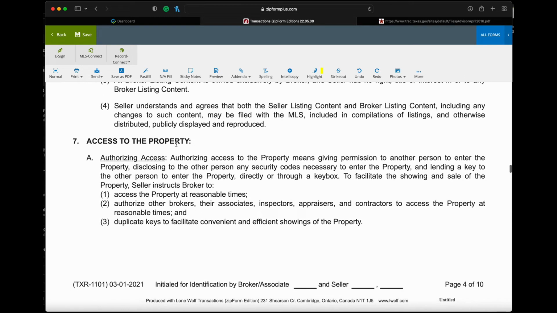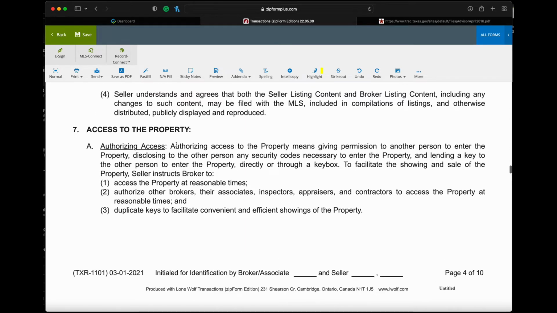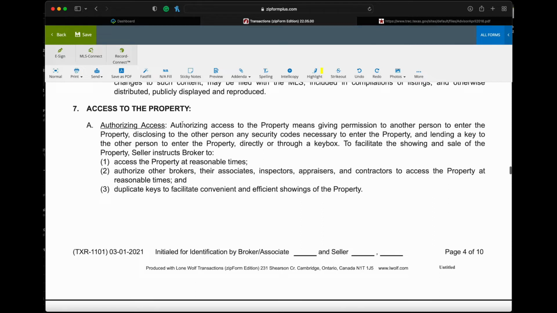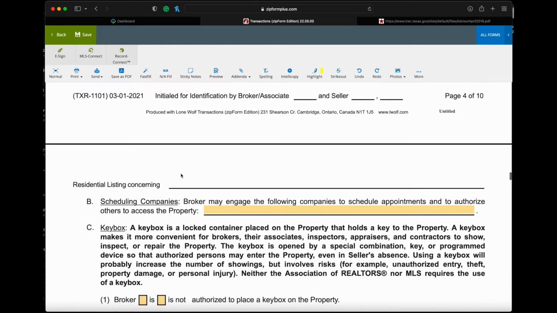Let's see here, what else we got. Okay, access to the property. That's exactly what it is. You access it at reasonable times, and you put your lockbox on there. They will provide extra keys and access for appraisers, other contractors, things like that. Make it easy to show. They agree to that, so it can be a little easier to show.